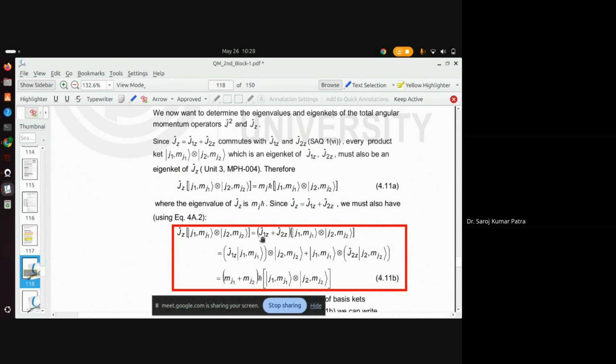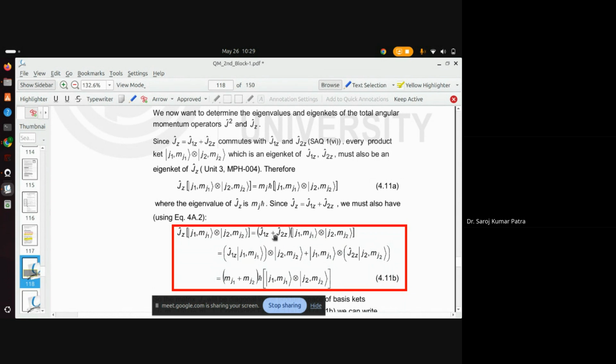Now J1Z is for the Z component of the first particle. So that has nothing to do with the state vector of the second particle, because if that will operate on the second particle state vector, that will not give any eigenvalue, right? So that means the J1Z will be operating on J1 MJ1. So similarly, J2Z will be operating on J2 MJ2. So that is actually shown in step 2.